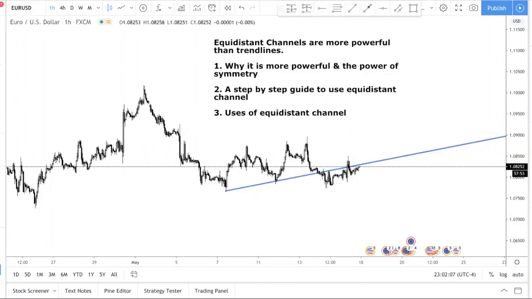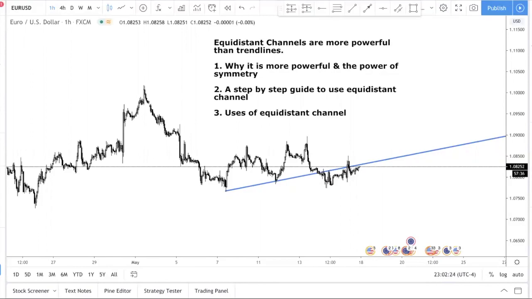Number one, I'm going to share with you why it's more powerful. I don't just want to say that it's more powerful, but I want to give you the psychology behind why it is more powerful. I want you to understand the concept. I'll talk about the power of symmetry in trading.